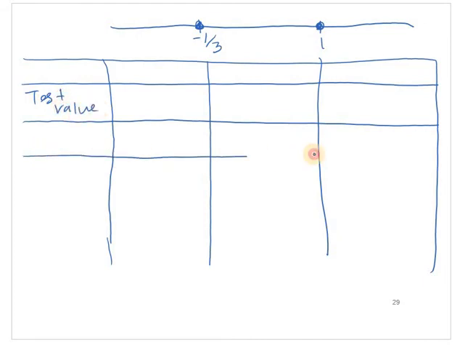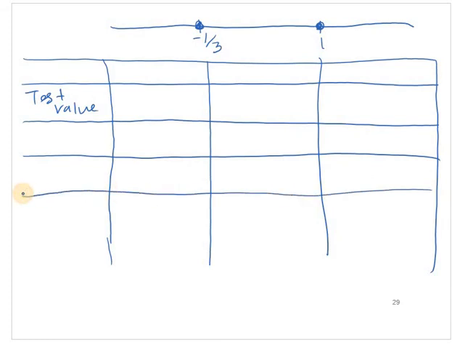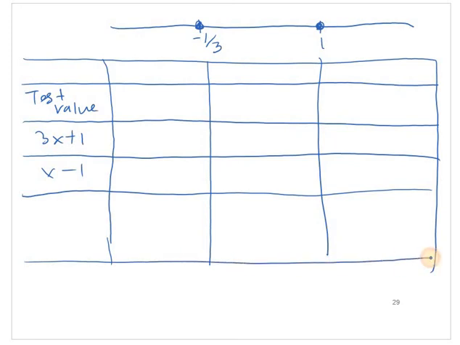The next two rows represent the factors. The first factor is 3x plus 1. The second factor is x minus 1. The last row is the multiplication of these two factors, 3x plus 1 multiplied by x minus 1. This represents the quadratic inequality that we have. The first row is the interval form that represents the space based on the number line above.